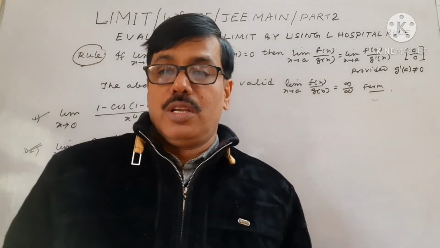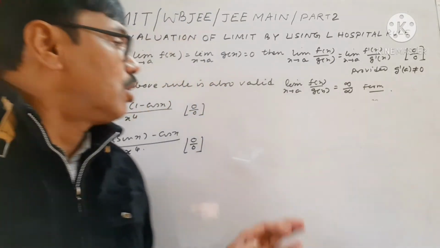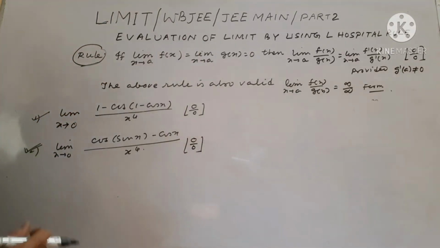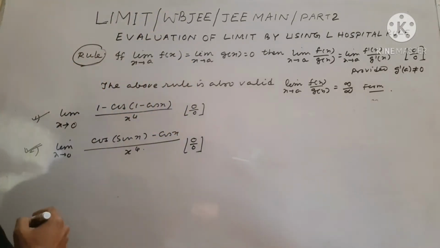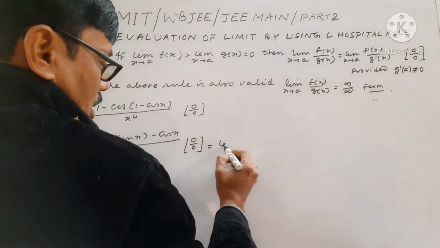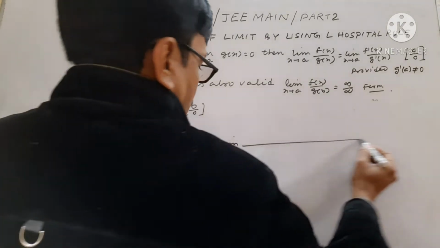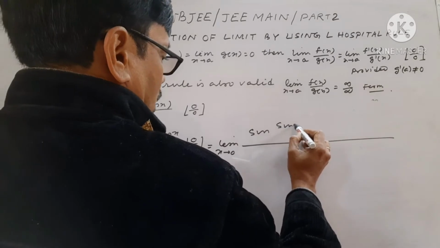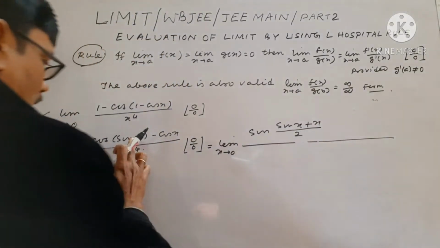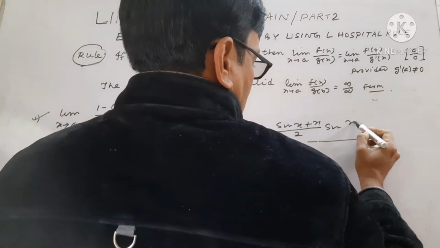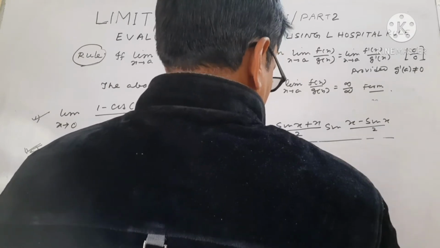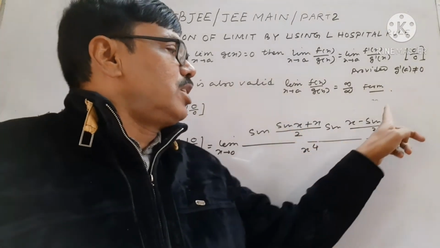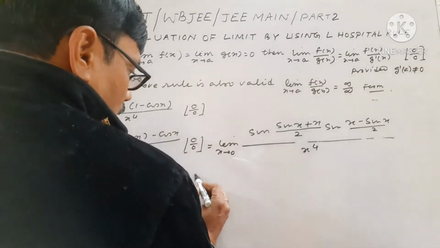In this case we avoid L'Hospital rule. We use the ordinary method of finding limit. So suppose problem number 2, this is limit x tends to 0, cos c minus cos d, so sin of (c plus d) by 2, argument (sin x plus x) by 2, sin of (x minus sin x) by 2, by x to the power 4. Now as x tends to 0, this argument tends to 0 and this argument tends to 0. So we write it in this form.